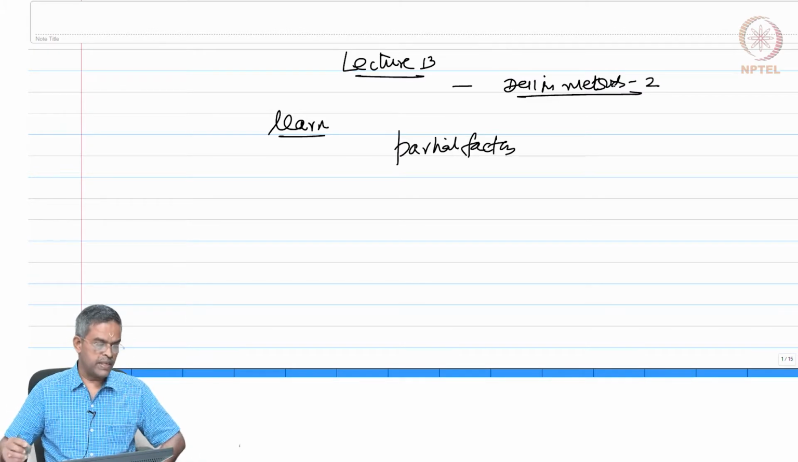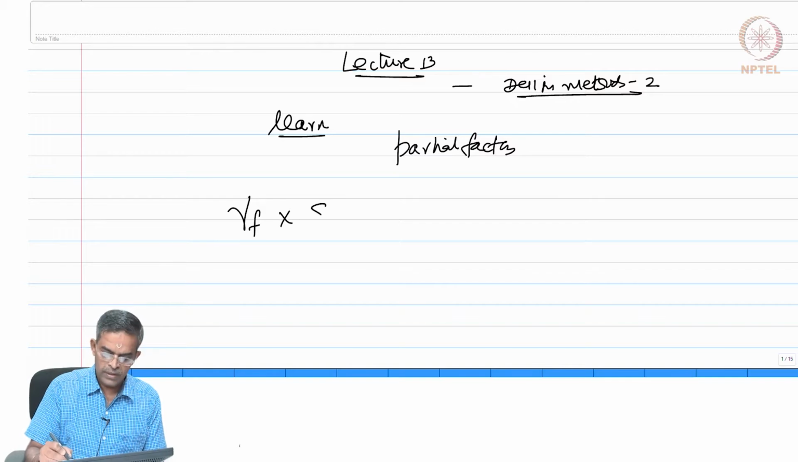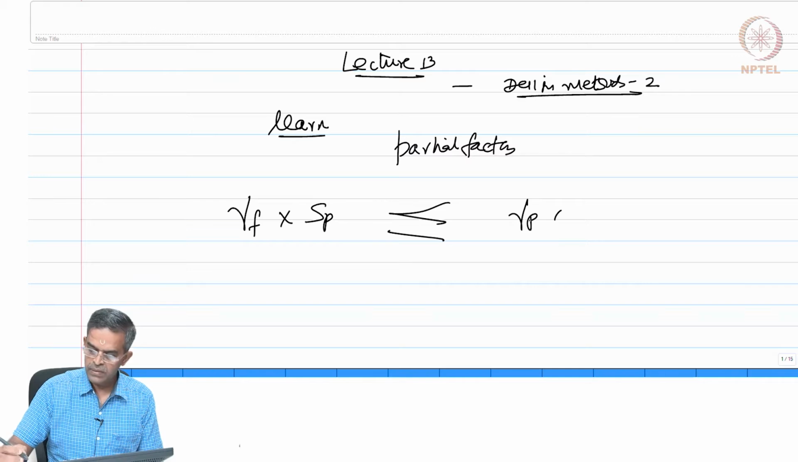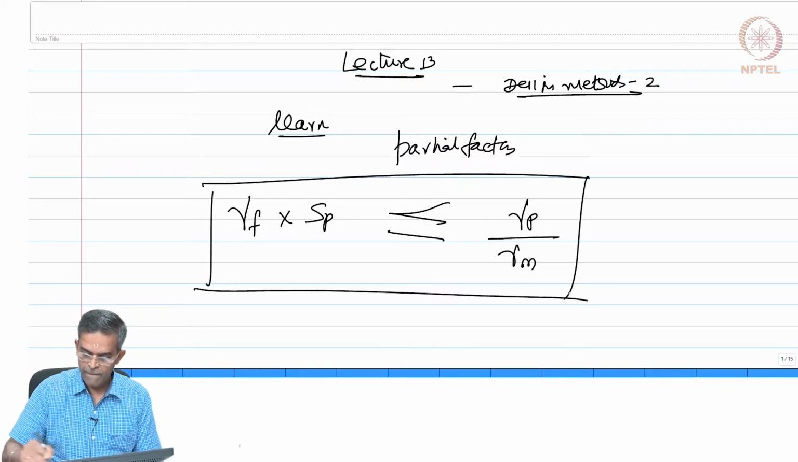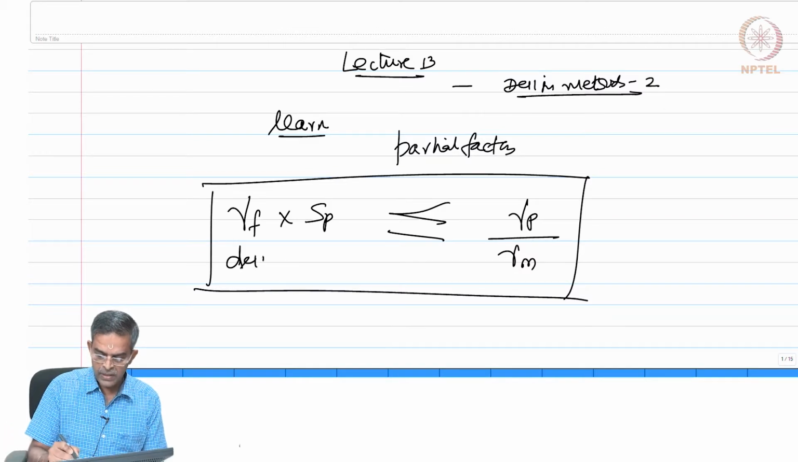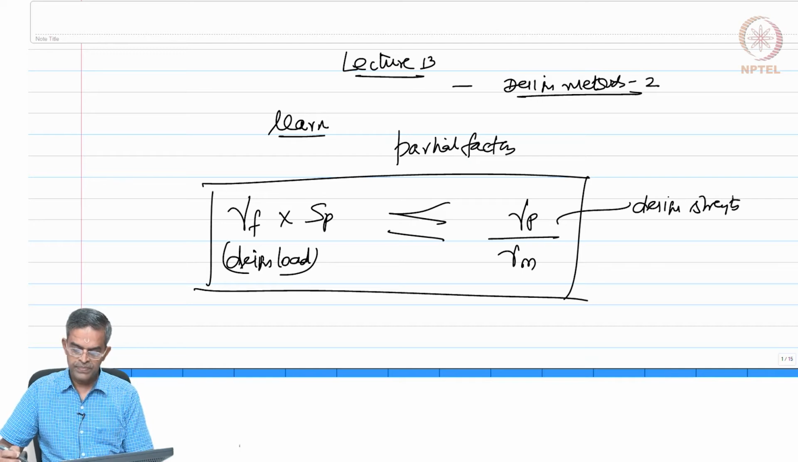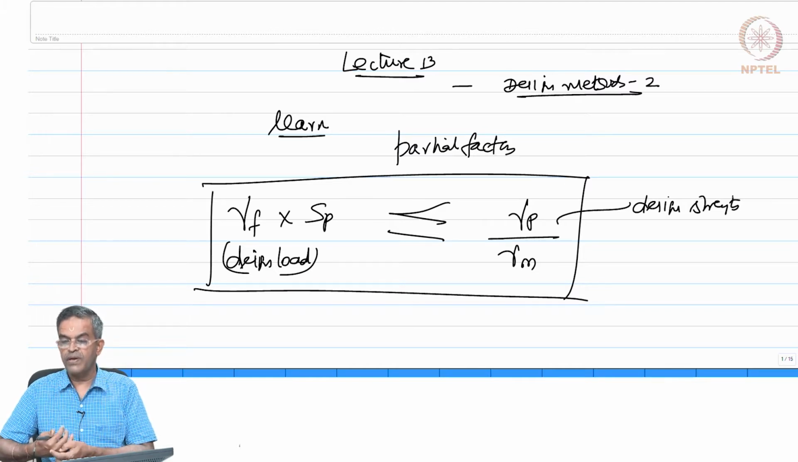In the last lecture, we said that gamma f into Sp should be less than or equal to gamma p divided by gamma m. Okay. So we call this the design load and we call this the design strength. Whereas the factors address the uncertainties which are arising from various sources as we discussed in the last lecture.